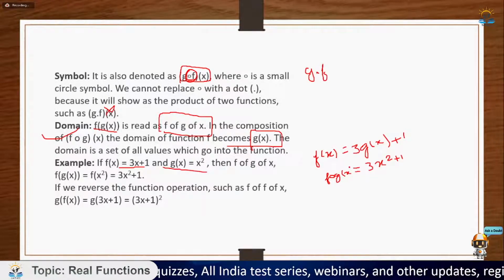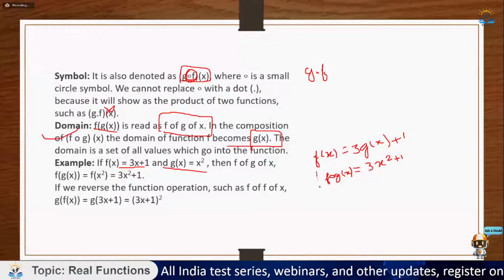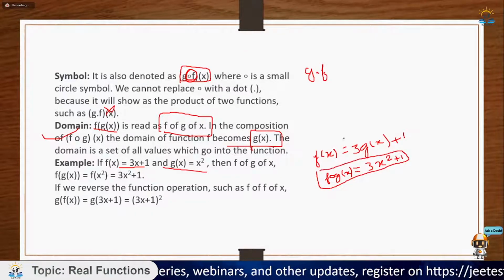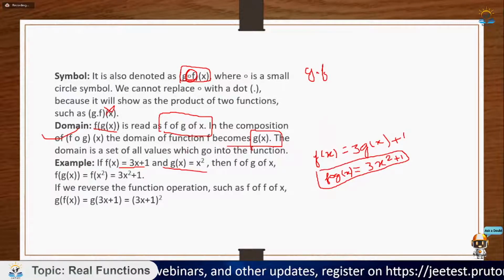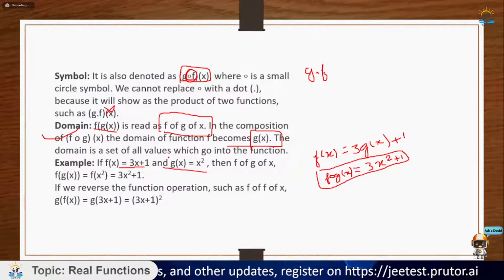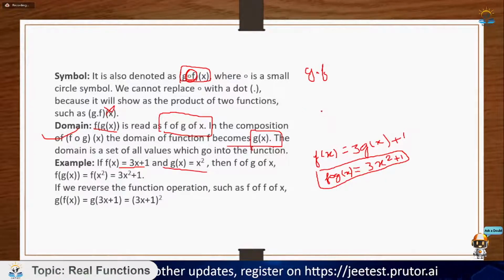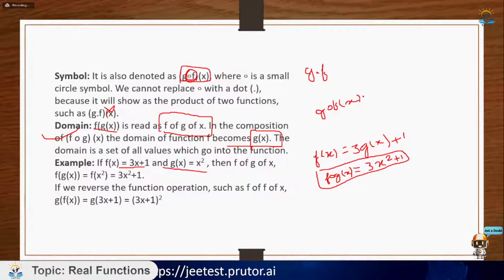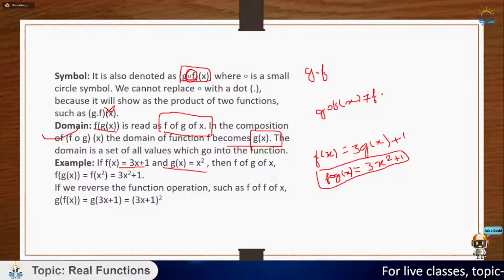ठीक है, तो I hope this thing must be understandable because it is very simple. One more thing, FOGX and GOFX are different things. Let me write it down. GOFX is never equal to, it can be, but it is not generally equal to FOGX. These are two different things.